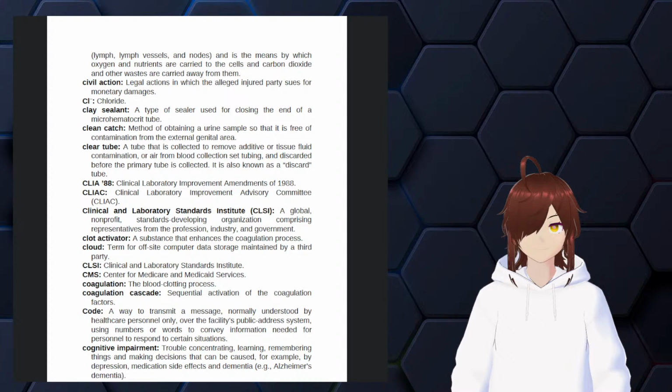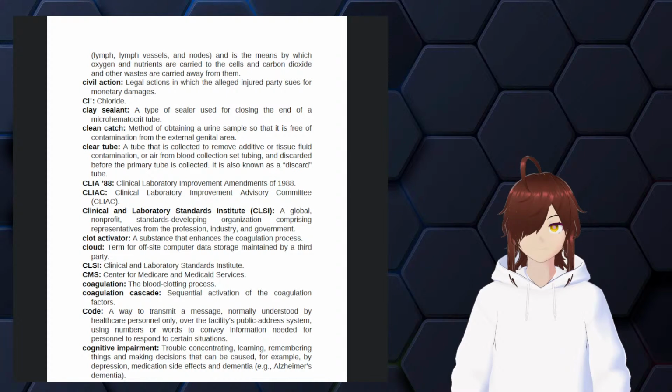Civil actions: legal actions in which the alleged injured party sues for monetary damages. Clay sealer: a type of sealer used for closing the end of a microhematocrit tube. Clean catch: a method of obtaining urine samples so that they are free of contamination from the external genital area.